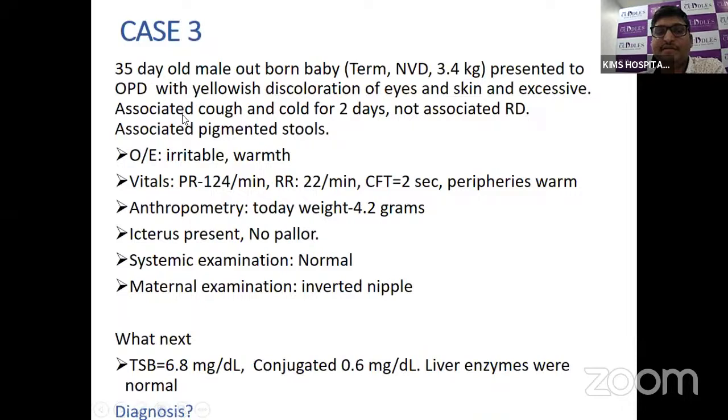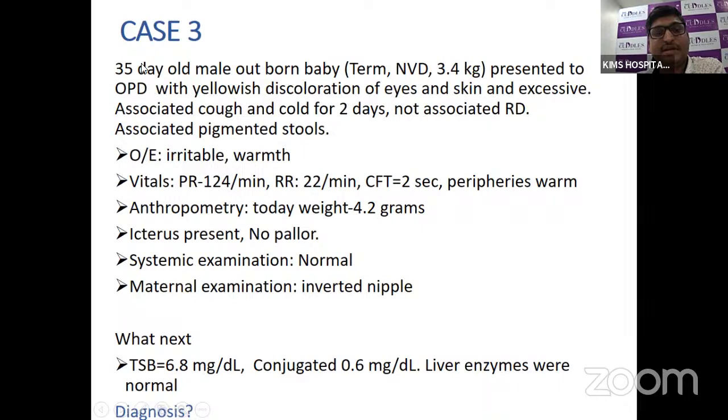So this is another child, a 35-day-old male child born by normal vaginal delivery, birth weight of 3.4 kg, presented to OPD with yellowish discoloration of eyes and skin, associated with cough and cold for 2 days, not associated with any respiratory distress or pigmented stools. Otherwise, vitals are normal. With anthropometry, weight gain is normal. There is icterus present, no pallor. System examination is normal.